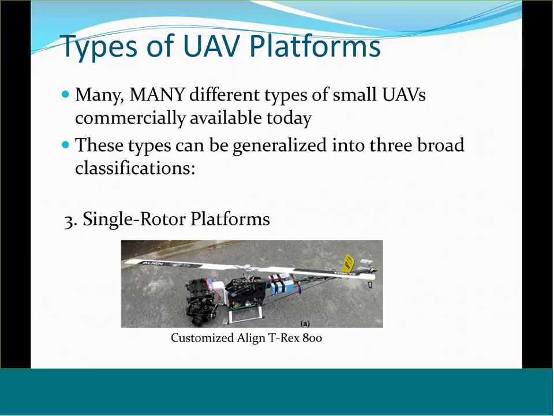The third general type of platform is a single rotor platform. This is like a miniature remote control helicopter. It may not appear as exciting as a multi-rotor, but it has some interesting capabilities that multi-rotors don't necessarily have. It has some strengths that make it very useful for applications in the field, particularly in challenging environments. So these are the general types of UAV platforms.